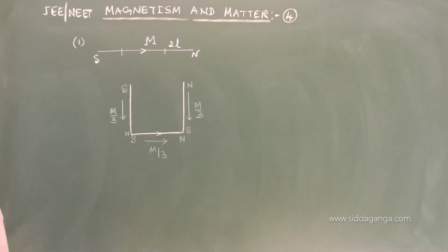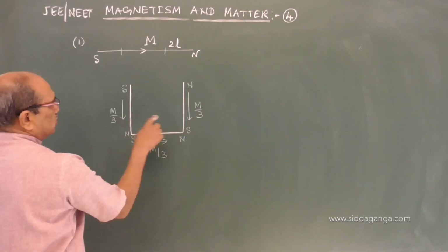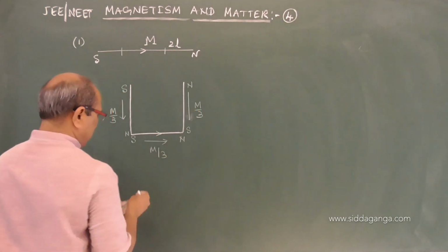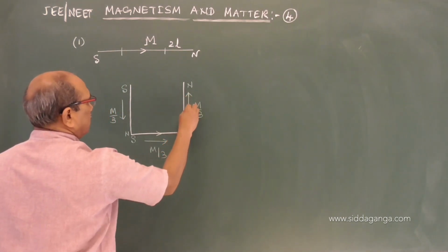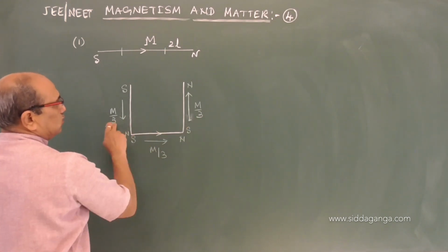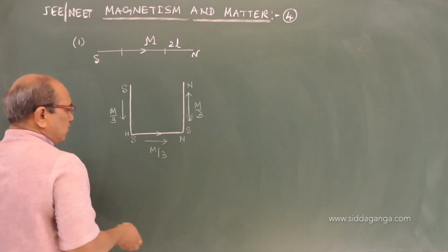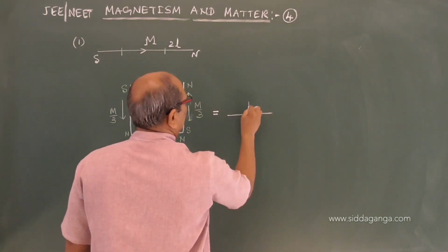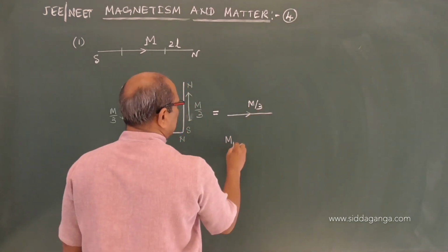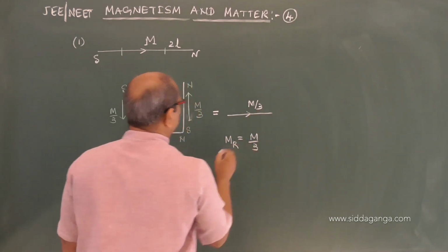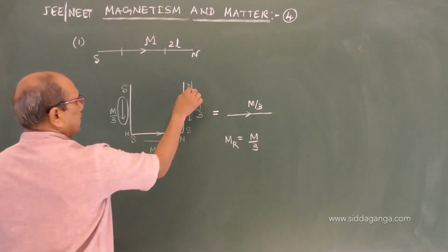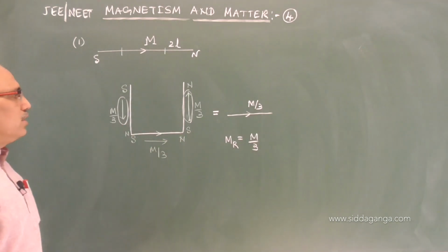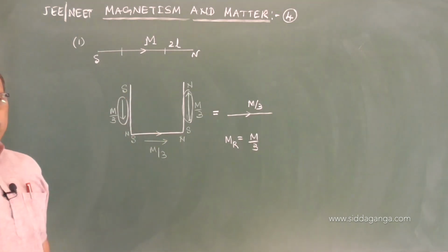And if we add the moments, in this middle you see these two, S N, these two are in opposite direction, mutually cancel. Only the resultant moment remains, it is equivalent to writing only this with the m by 3. Therefore, the resultant moment equals m by 3, because these two are acting in opposite direction, mutually cancelled. If you bend into U shape, the moment decreases to 3 times.